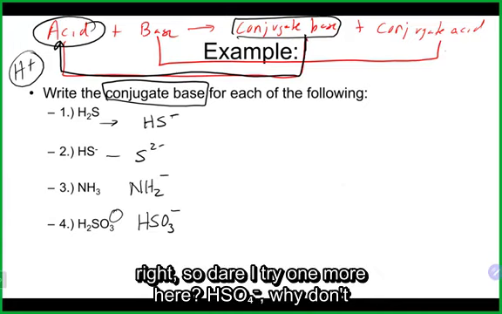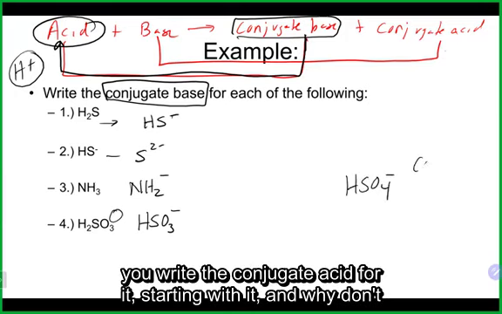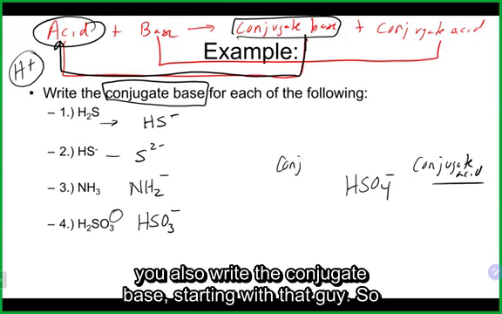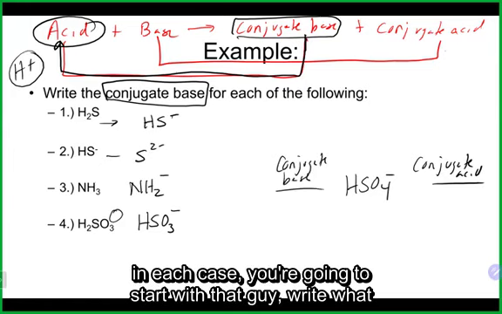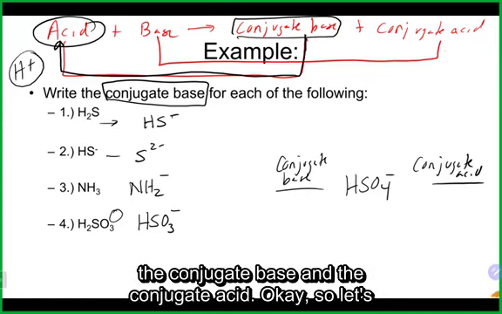All right, so dare I try one more here? HSO4 minus. Why don't you write the conjugate acid for it, starting with it? And why don't you also write the conjugate base, starting with that guy? So in each case, you're going to start with that guy, write the conjugate base and the conjugate acid.